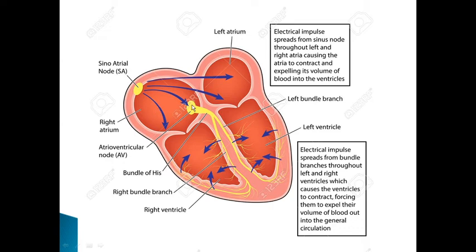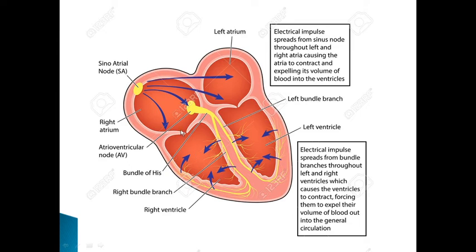Let's know here the atrioventricular node. It's located at the junction between the atria and the ventricles. So it's the junction between the atria and the ventricles. This is the atria and this is the ventricle.